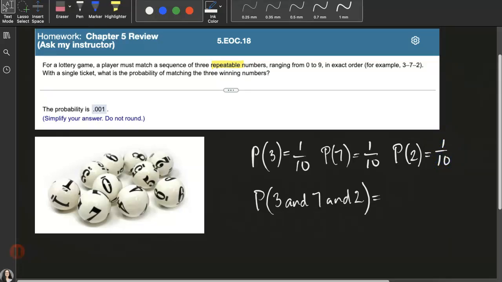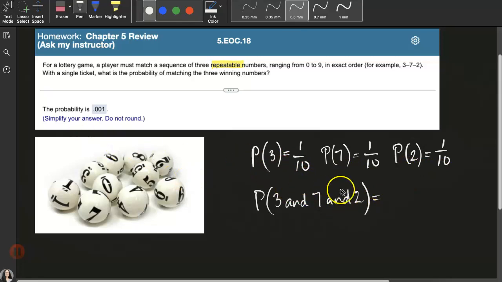So when we look at the larger problem of drawing these 3 numbers, with the problem set up the way it is, we're going to use the fact that these events are independent, meaning that the probability that we, for instance, draw a 7 is not affected by the probability of drawing a 3. So it's not dependent on any other event.